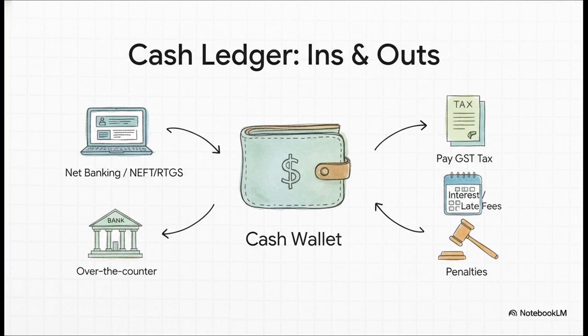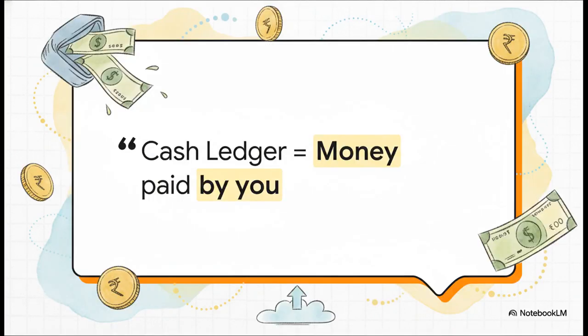And what can you spend it on? Basically anything and everything related to GST. The tax itself, any interest, late fees, penalties, you name it, it's your all-purpose payment wallet. So here's the crucial takeaway. The cash ledger is a direct reflection of the actual money you have put onto the portal. It's your cash, plain and simple, ready to go.